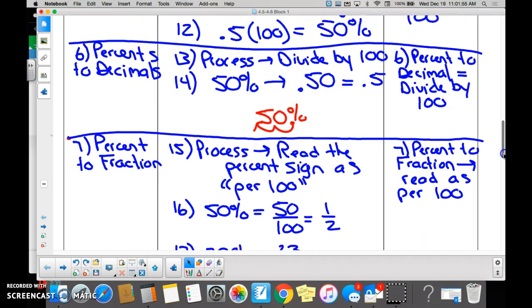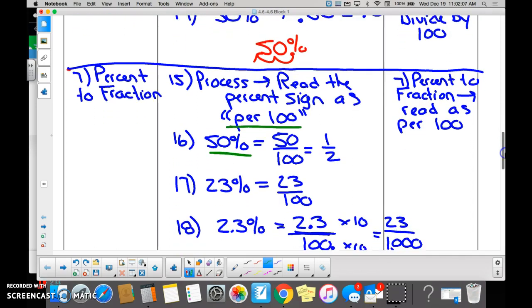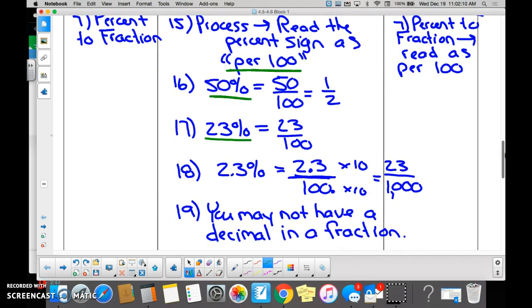Percent to fraction, there is a key term here. Percent to a fraction, we say what, everybody? Per 100. So say this number right here. 50 per 100. Say this number, please. 20 per 100. Notice the decimal point on this one. Say that one, please. 2 3/10 per 100. On the count of 3, 1, 2, 3. 2 3/10 per 100. So if you wrote 2 3/10 per 100, you would notice you have a decimal in your fraction.